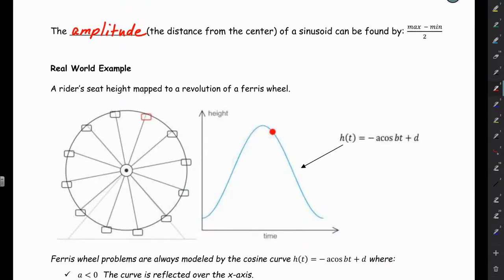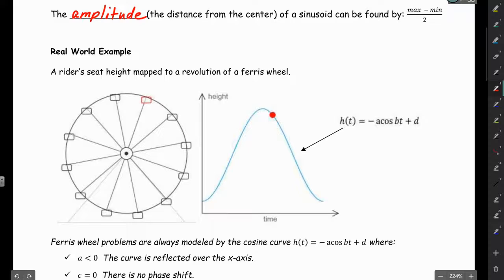So here's a real-world example, and this is a really common problem when we're talking about modeling with trigonometric functions. You're often going to see Ferris wheel problems, which is kind of fun. So we have a rider's seat, all right, their height is mapped to the revolution of a Ferris wheel. And what we'll do is we'll use the cosine curve to model what's happening with height over time with the Ferris wheel. So if you get on the Ferris wheel, you're going to get on right at the bottom here. That's usually, I don't know, maybe 5 to 7 feet, somewhere in there above the ground.